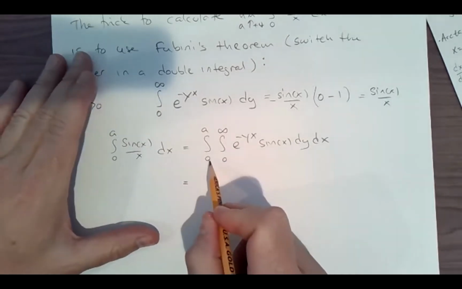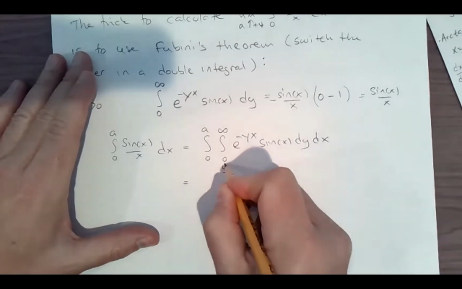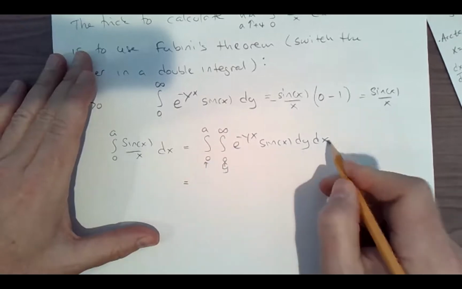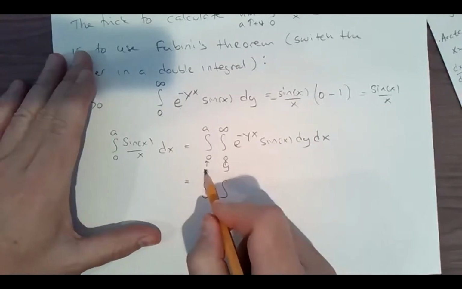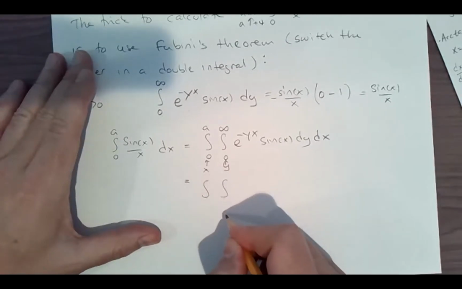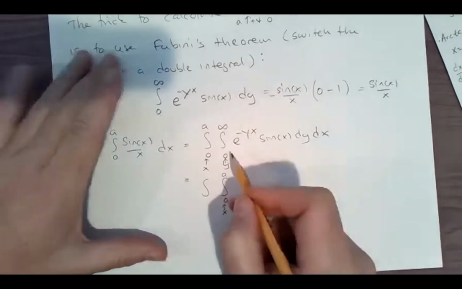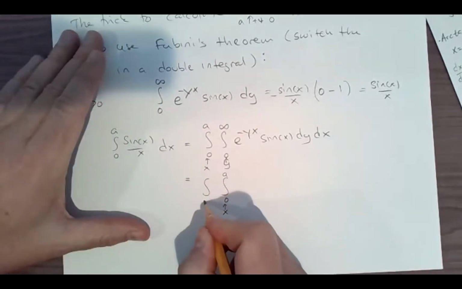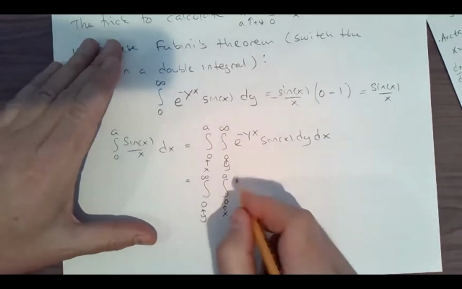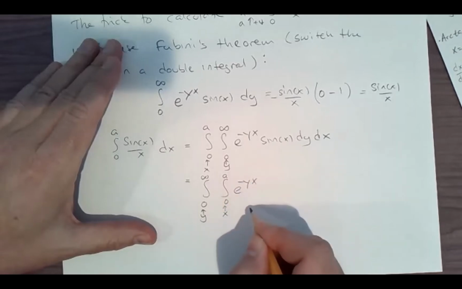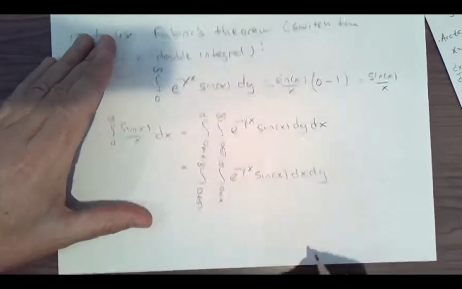We use Fubini, so we switch these two. The inner one is the y variable, and the outer one is my x variable. So I'm going to switch them. I'll move x over here, so now that's going to run from 0 to a. And I'll move the y outside, so this is going to run from 0 to infinity. Same function, e to the minus xy sine x, and then you have dx and dy.